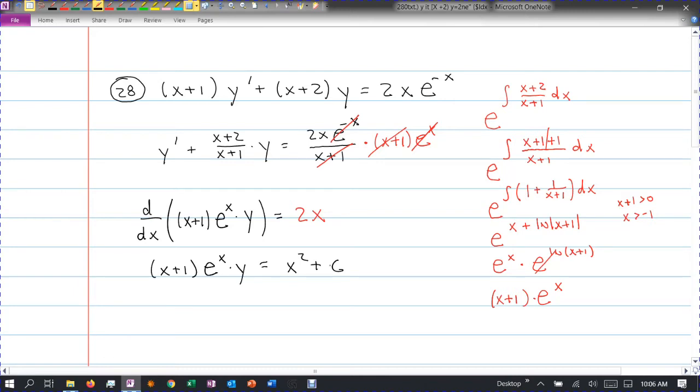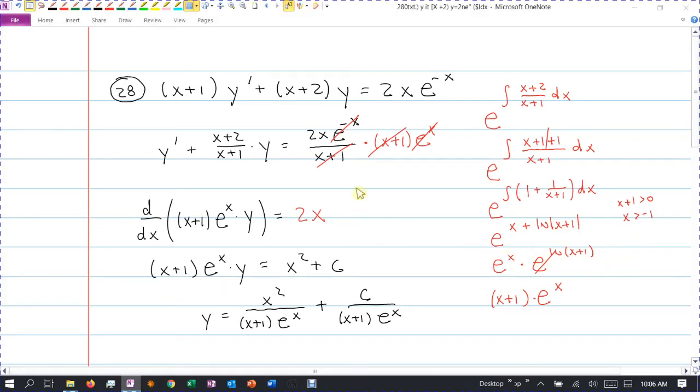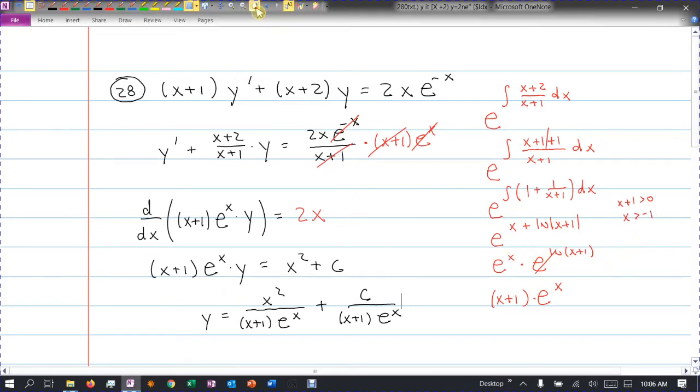And now I can divide through. So y will be equal to x squared over x plus 1 times e to the x, and then we have plus c over x plus 1 times e to the x. And that should be it. Yeah, they didn't solve that, but that's okay. And remember our domain restriction here, x must be greater than negative 1. Okay, next one, 29.